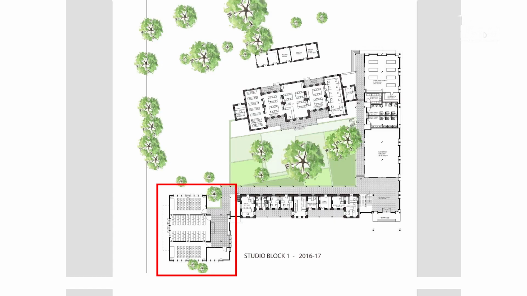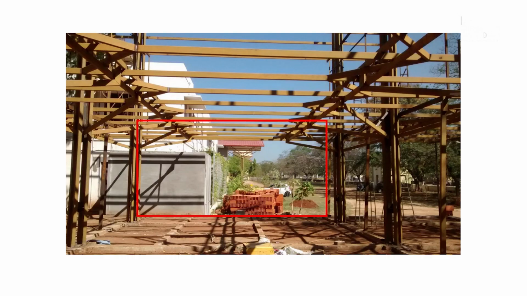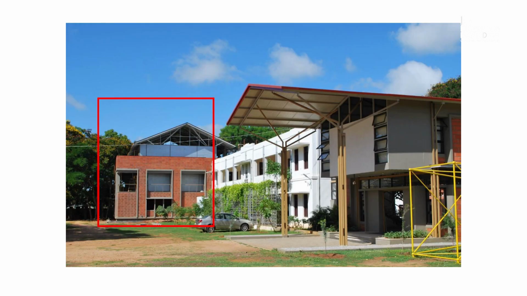Then a third block happened, continuity in terms of structure. We became a little more bold. Spans increased from 5 meters to 8 meters. Now the column becomes a mushroom. It almost behaves like a flat slab. That's the building at the back there.